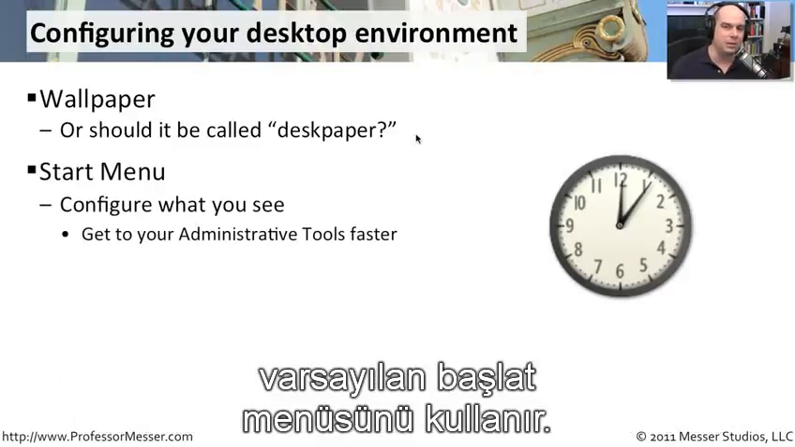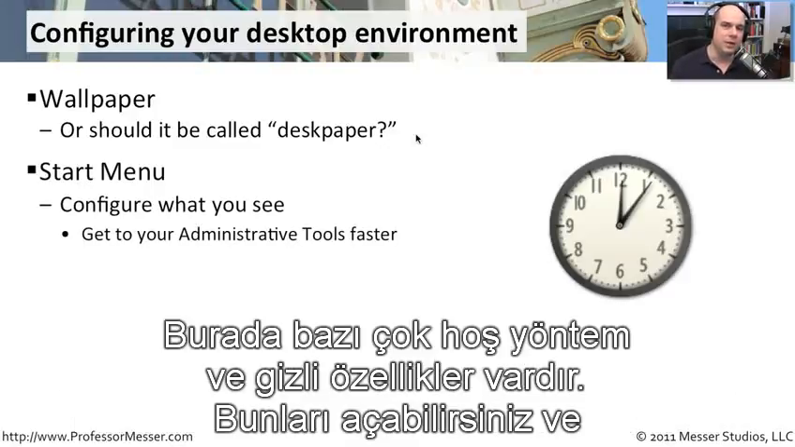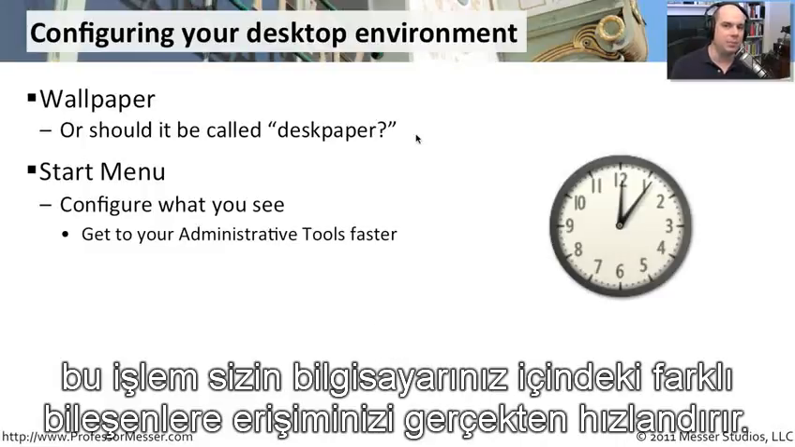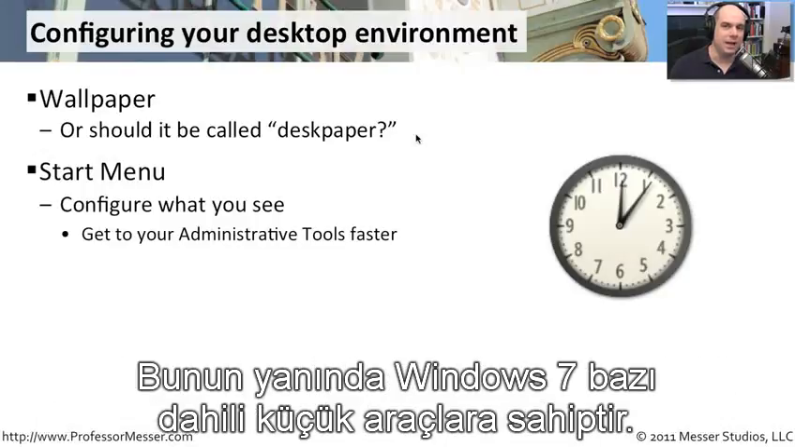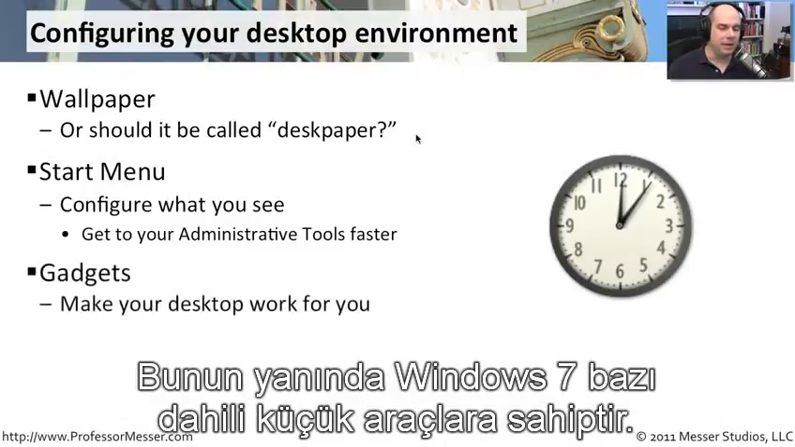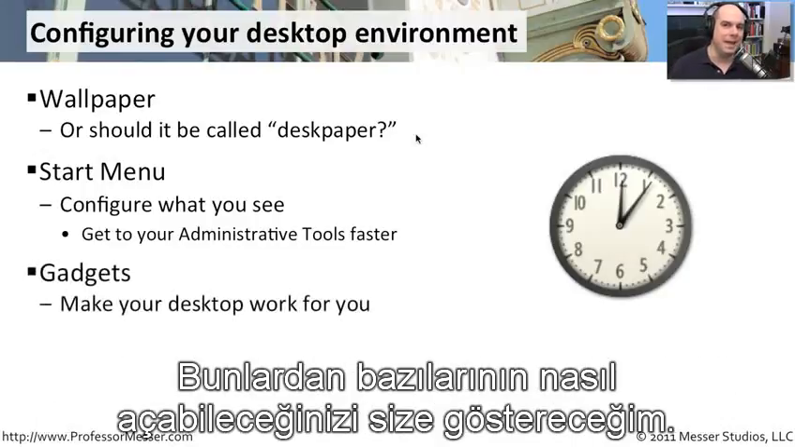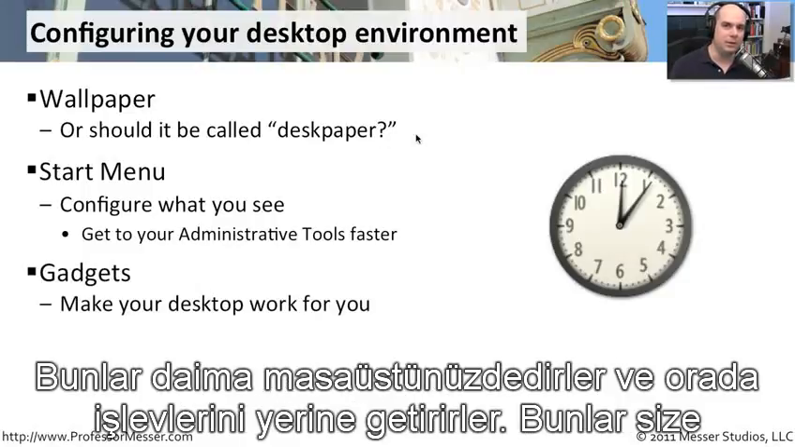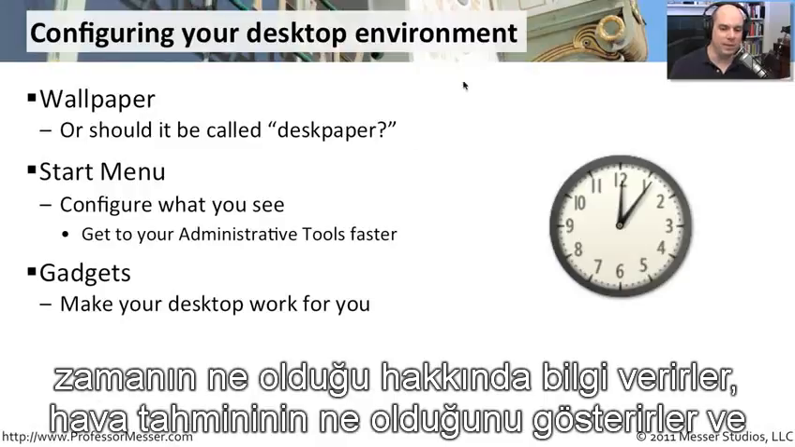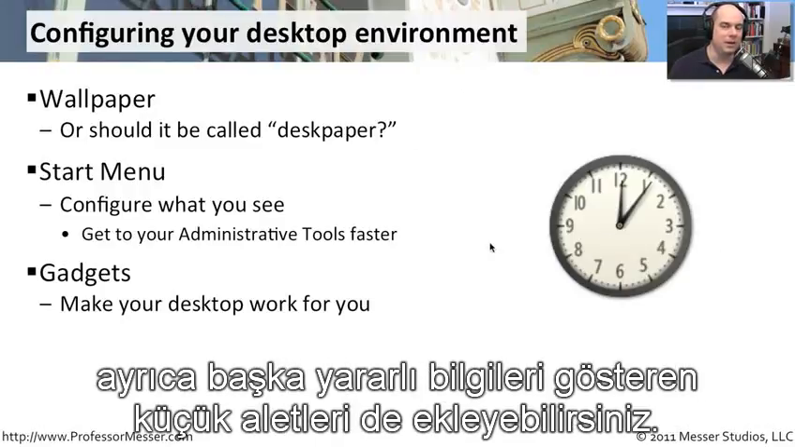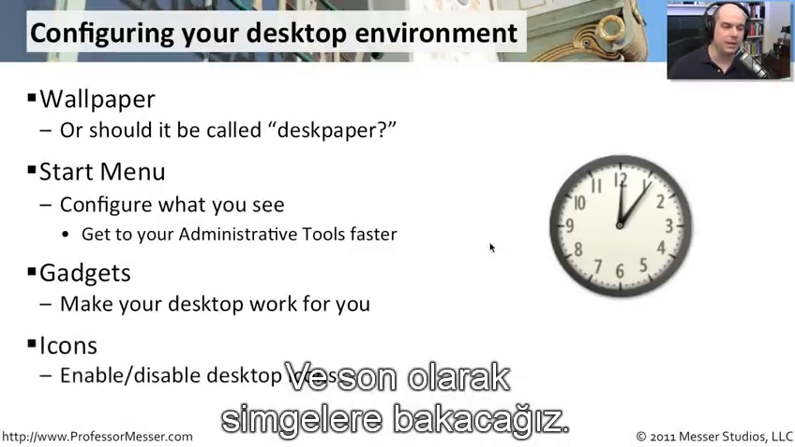Almost everybody uses the default start menu, but there's some real nice, in some ways, hidden little features that you can turn on that may really improve your access to different items that are inside of your computer. There's also in Windows 7 some built-in gadgets. I'll show you how you can turn some of those on that are always sitting there floating on your desktop. They can give us information about what time it might be. We can find out what the weather is, and there's some other very nifty and specific gadgets you can add as well. And lastly, we'll look at the icons.